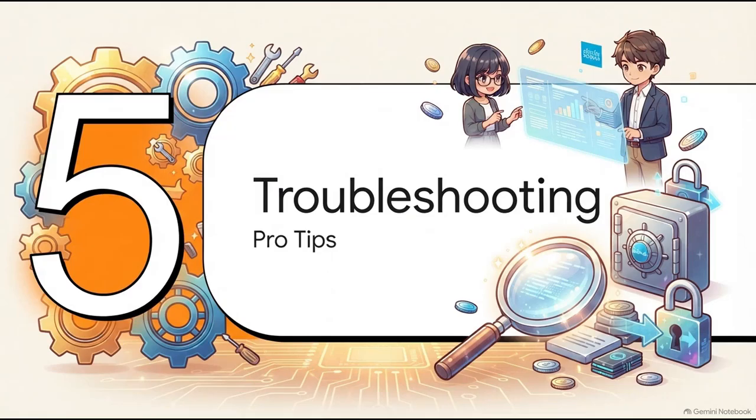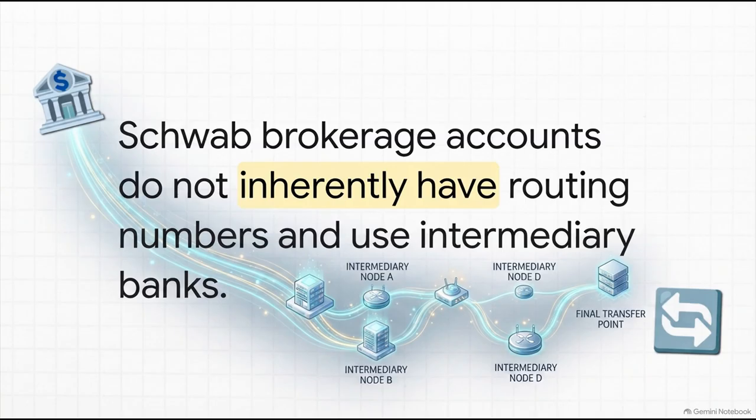That brings us to Section 5, troubleshooting and pro tips. Okay, so if you've ever been a bit confused trying to figure all this out, it is completely normal. And here's why. Charles Schwab operates separate architectures for trading and for banking. Charles Schwab & Co. is a broker-dealer protected by SIPC, while Charles Schwab Bank is a regular depository bank. So because brokerage accounts aren't native bank accounts, they don't inherently have their own ABA routing numbers. Instead, they rely on complex intermediary banking relationships just to process your electronic transfers.